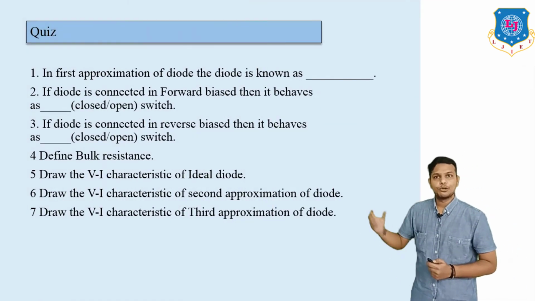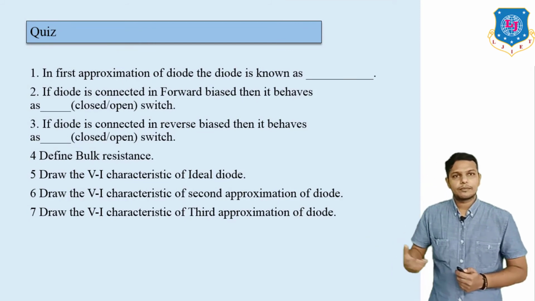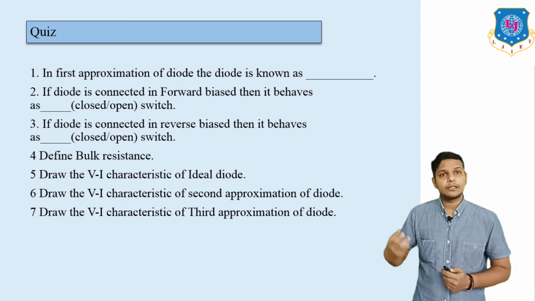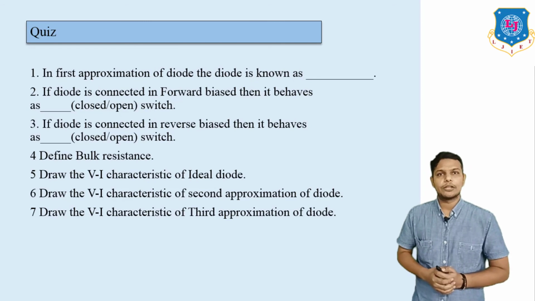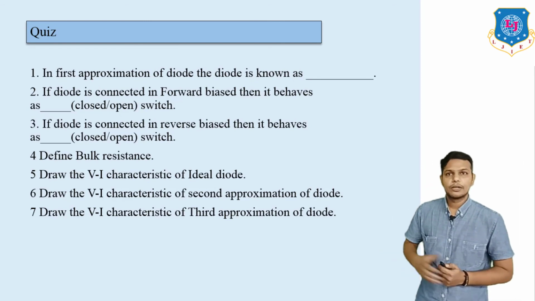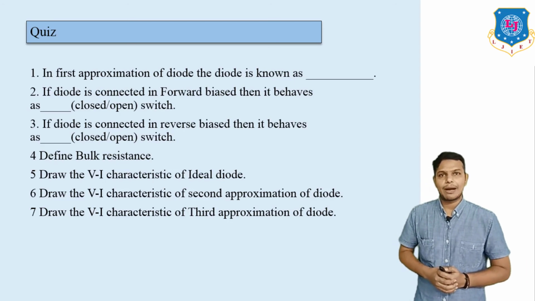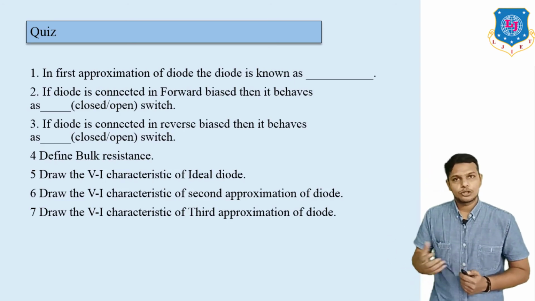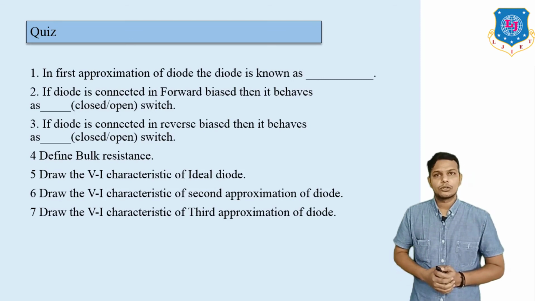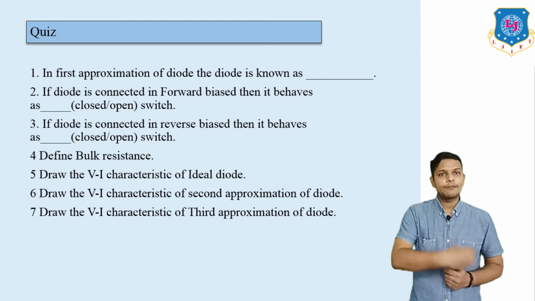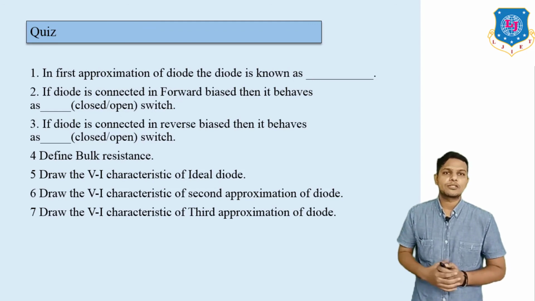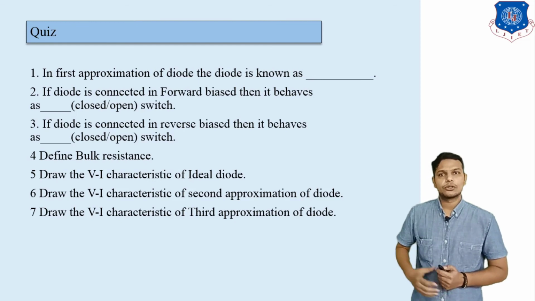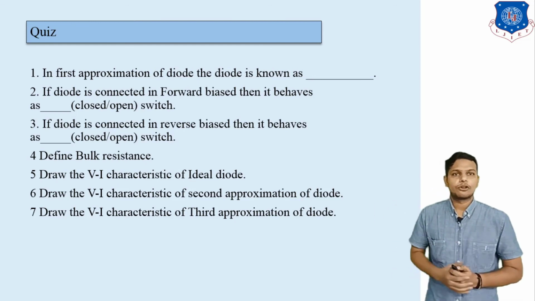Here we can see a few quiz questions available to understand this topic thoroughly. Number one, in the first diode approximation, the diode is known as an ideal diode. Number two, if the diode is connected in forward bias, then it behaves as, two options are there, closed or open. So if the diode is connected in forward bias, it behaves as a closed switch. Similarly, number three, if the diode is connected in reverse bias, then it behaves as an open switch, as we discussed in our theory. So these are a few questions for self assignment.